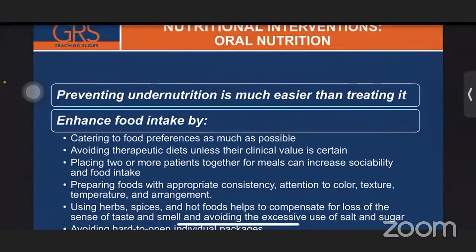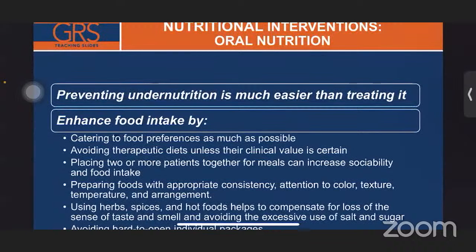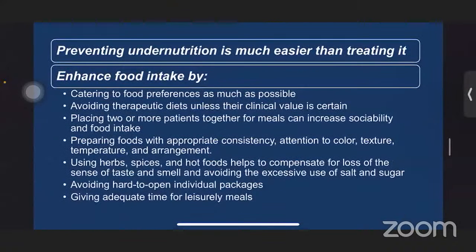Nutrition interventions for oral nutrition. Preventing undernutrition is much easier than treating it. So enhance food intake by catering to food preferences as much as possible, and avoiding therapeutic diets unless their clinical value is certain. Placing 2 or more patients together for meals can increase sociability and food intake, and preparing foods with appropriate consistency, attention to color, texture, temperature, and arrangement, and using herbs, spices, and hard foods helps to compensate for the loss of the sense of taste and smell, and avoiding the excessive use of salt and sugar, and avoid hard-to-open individual packages, and give adequate time for leisurely meals.